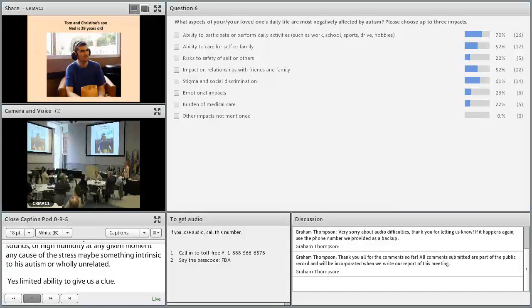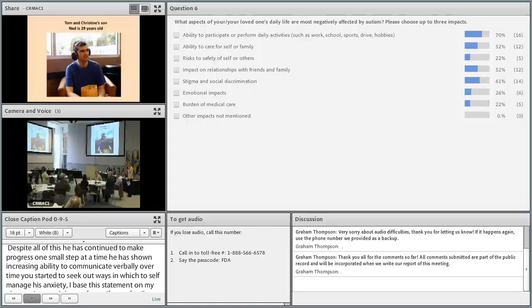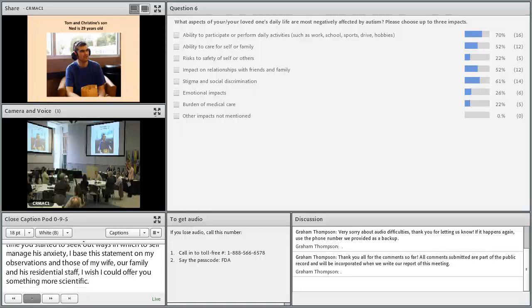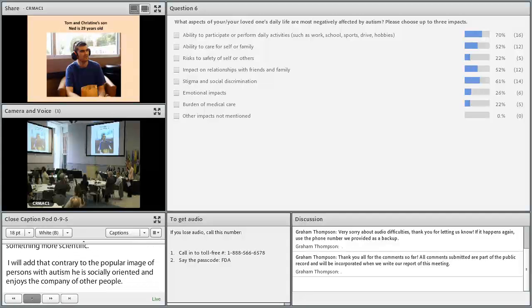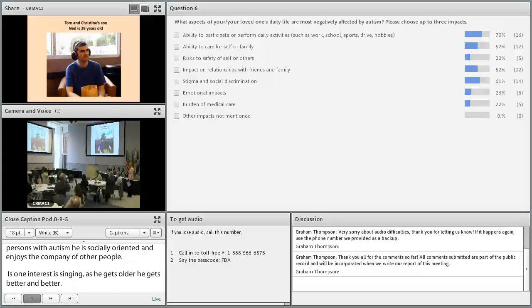I will also add that, contrary to the popular image of persons with autism, Ned is socially oriented and enjoys the company of other people. His one primary interest, and it is a restricted interest, is singing. And as he gets older, he gets better and better at it. He's also been known to make a joke or two, although, again, you might have to be a close family member or a caregiver to know it.